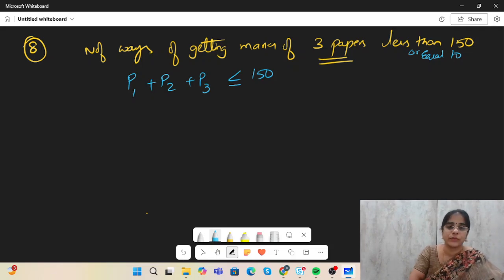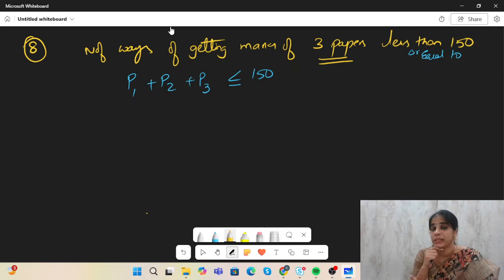This is my equation, right? Until now, we were discussing only equalities. This is the first time we are framing an inequality. How to handle this inequality is what you have to think, because we know the sum only for equations. If we have P1 plus P2 plus P3 equal to 150, my answer is very simple: R equal to 150, N equal to 3. I will just apply N plus R minus 1 CR and I'll get my answer.